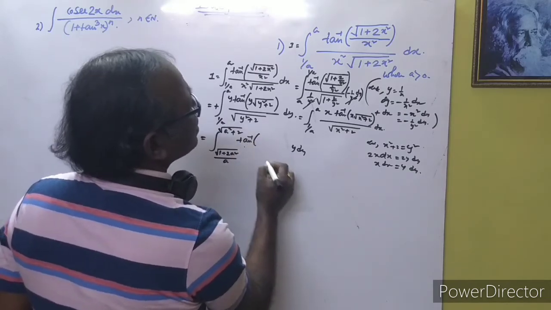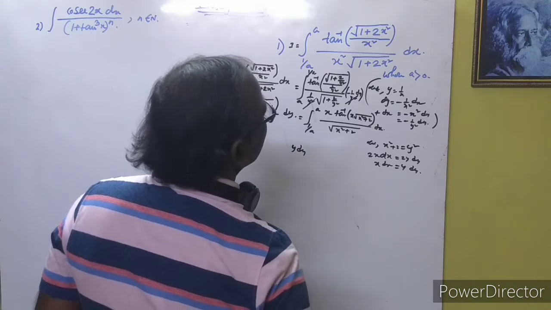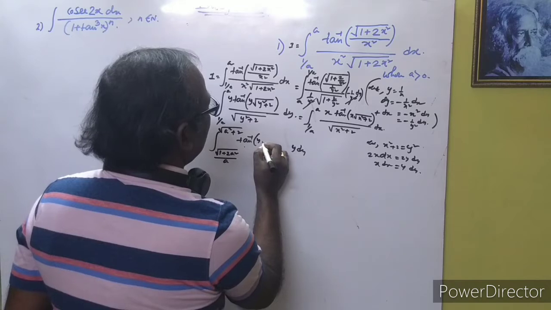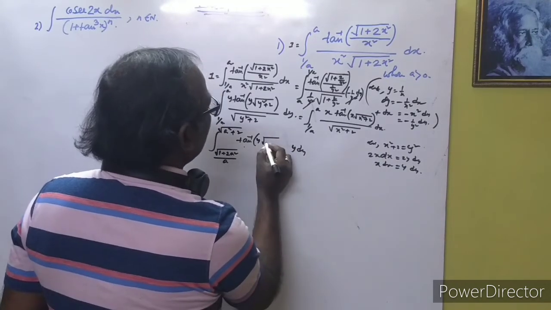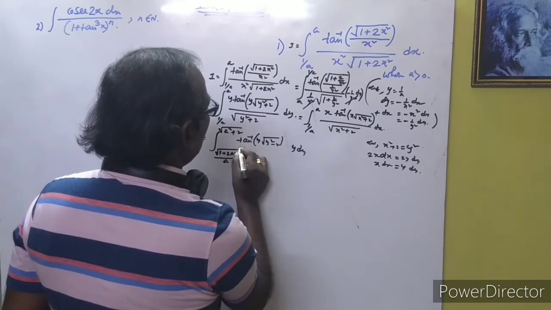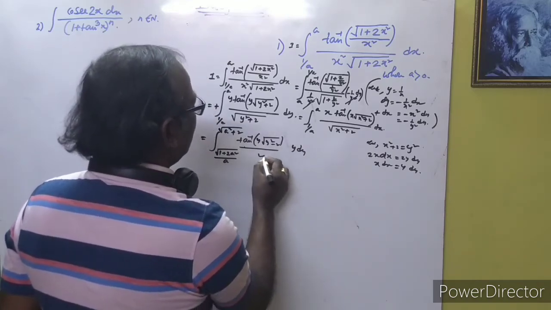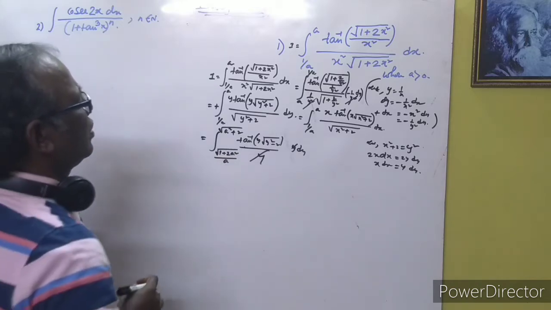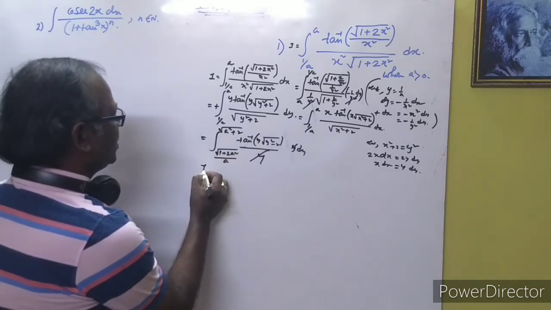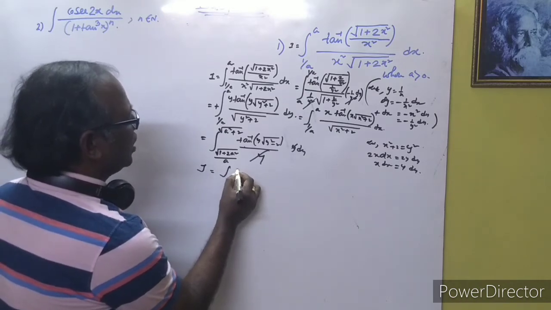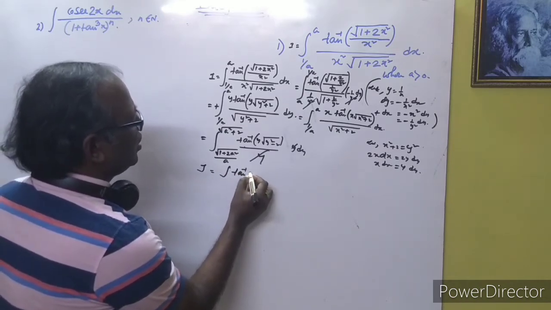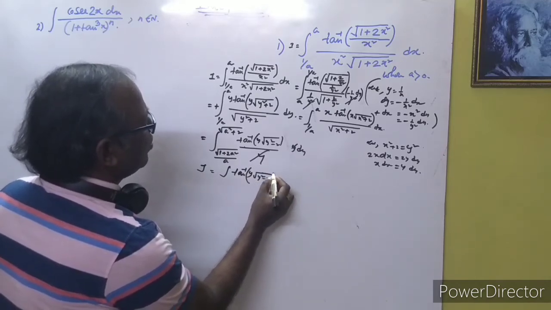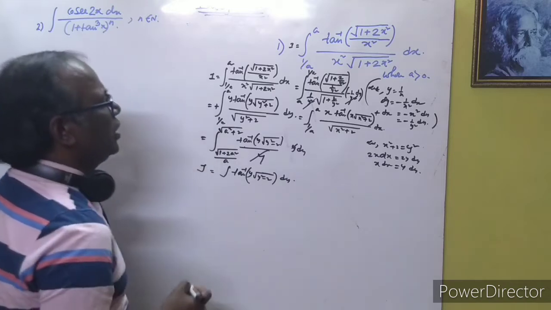This is your tan inverse x, means that is root over x square, this is y, and x means root over of y square minus 2 and whole divided by y. So y over y cancel. So this is the formation of that. Now let us assume here as J. So this is tan inverse of root over y square minus 2 dy.